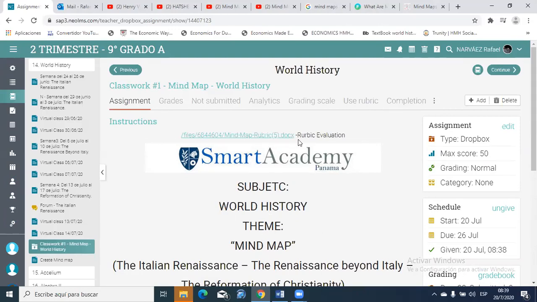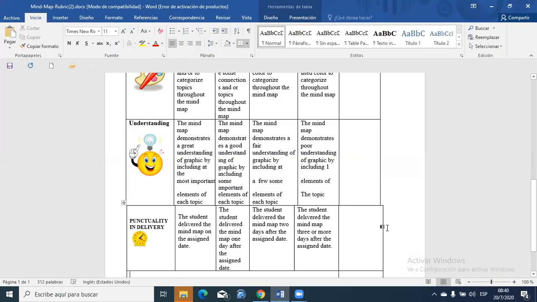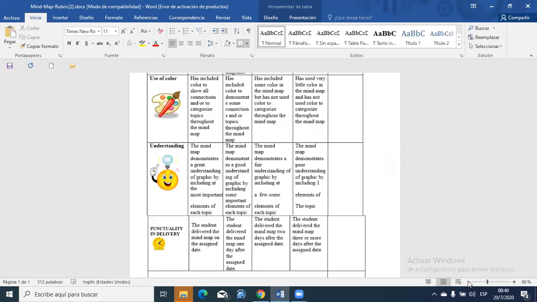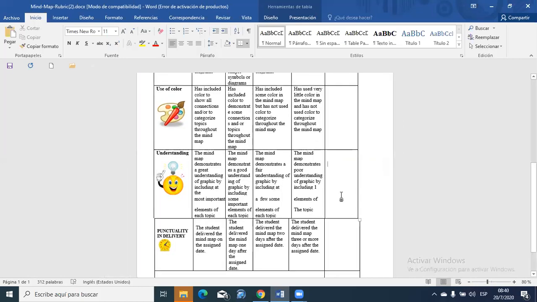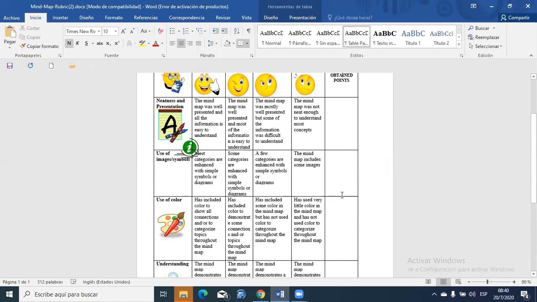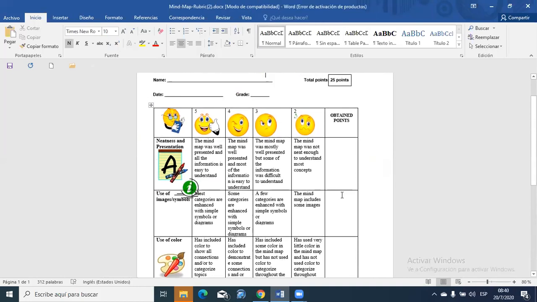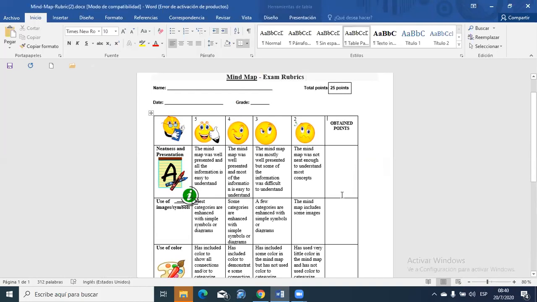Okay. Now on top you see the rubric. This is very important because you need to follow all this information that I have. I'm going to use this rubric in order to evaluate your document. Now let me make it a little bit smaller. Okay, here it is. So this is the rubric I'm going to use to evaluate your document, guys. Okay, 25 points. The first section I'm going to evaluate is neatness and presentation.